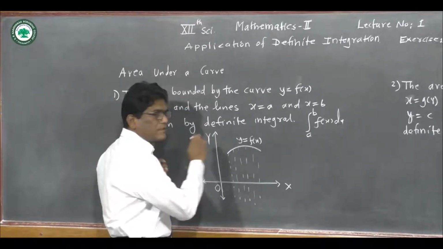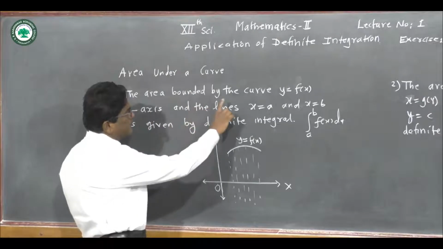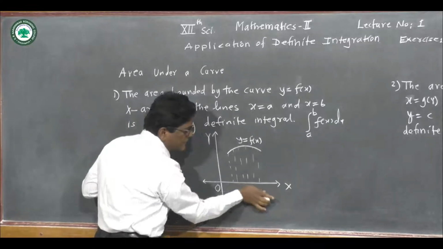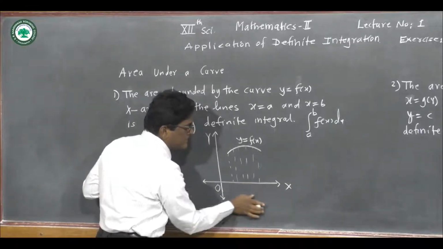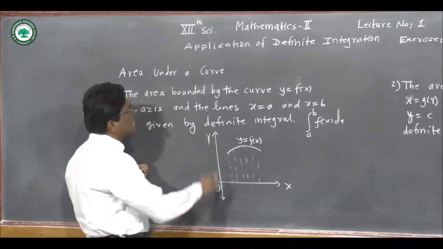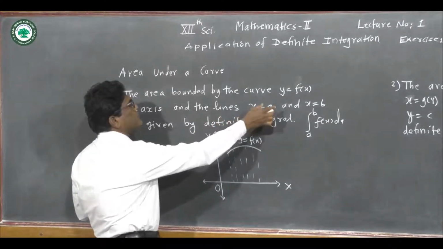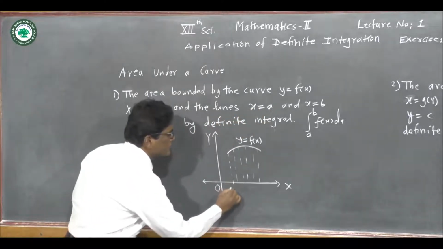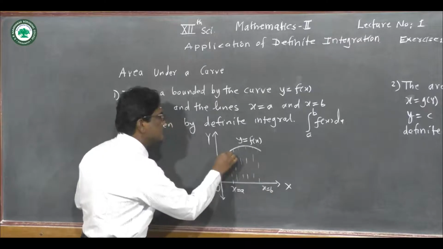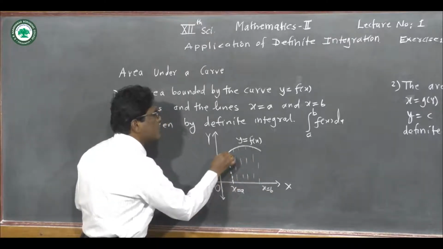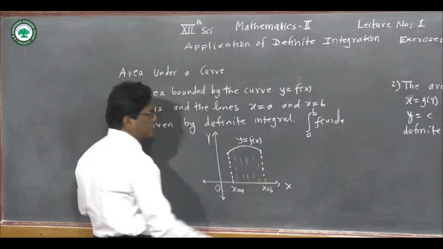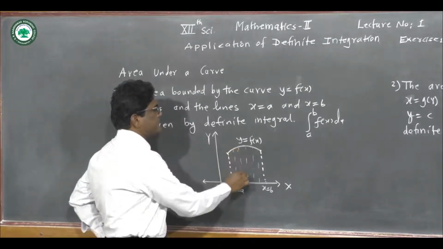We have to take the area under the curve. But here we have to take the area bounded by the curve y is equal to f of x and x-axis. So we don't consider this area which lie in the fourth quadrant. Only we consider the area under the curve y is equal to f of x and x-axis. Here also the lines x is equal to a and x is equal to b. Suppose here x is equal to a, and here x is equal to b. So this is x is equal to a, means here point a and here point b, suppose. So we have to consider this area, get it?